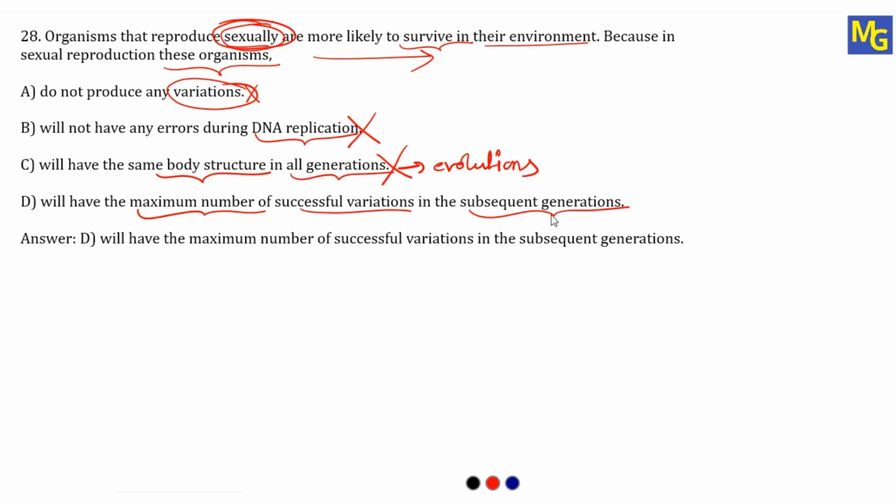As the first generation gives the second generation, which gives the third generation, the variations will accumulate and pass to the next generations, and then evolution occurs. And because of this reason only, they have more chances of surviving in the environment. Because as the environment conditions change, the variations you can see will sometimes help them to survive in the changing environment. So therefore the correct option is option D. Write down answer D, will have the maximum number of successful variations in the subsequent generation. Now we'll move to the next question.